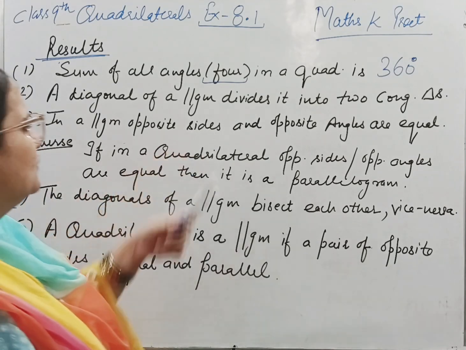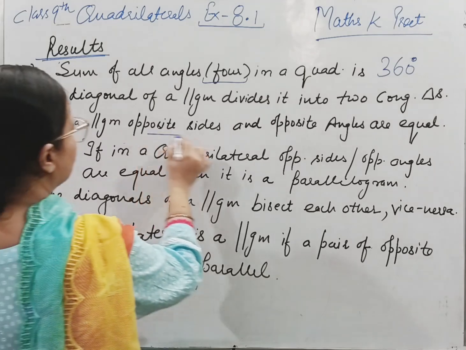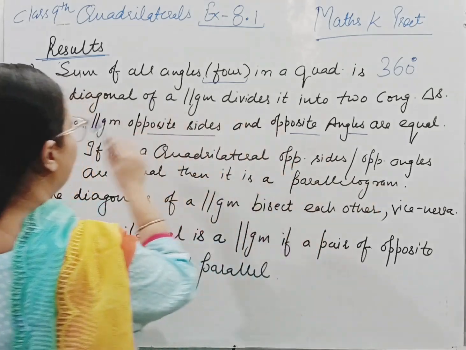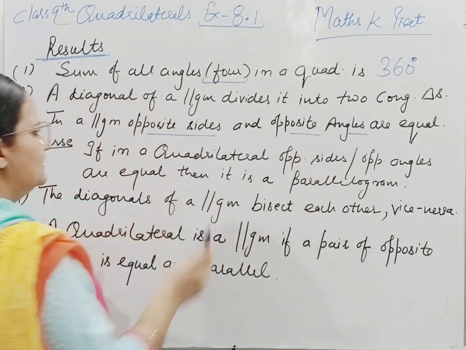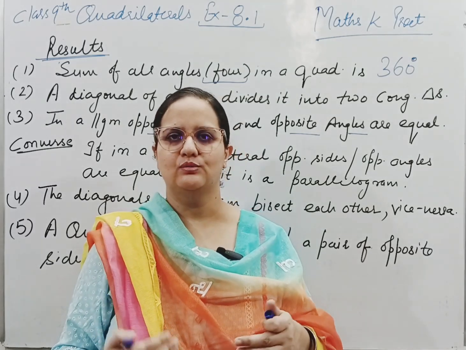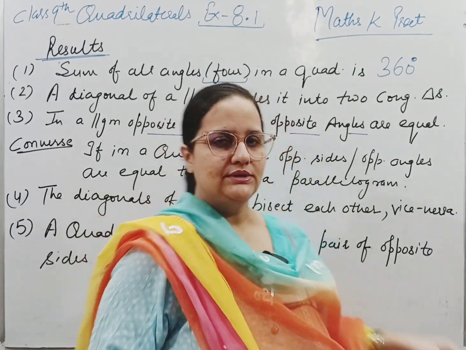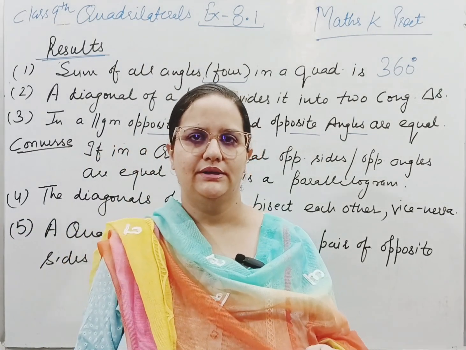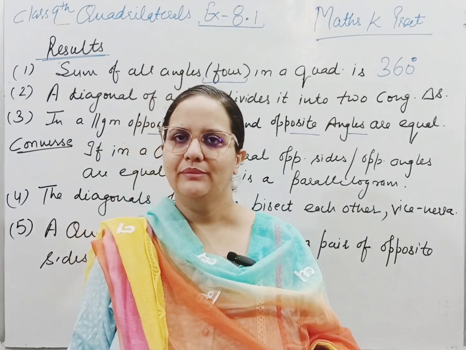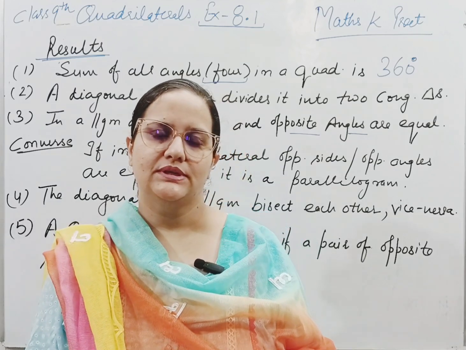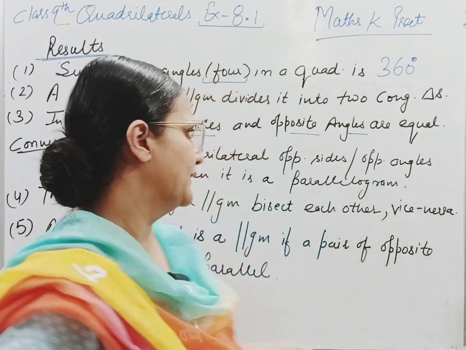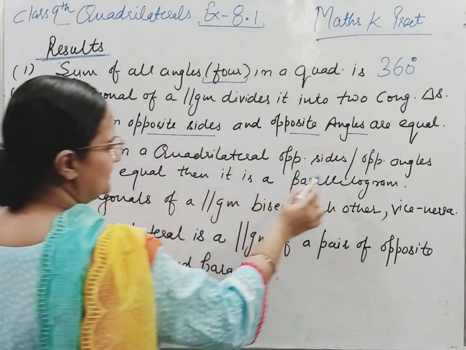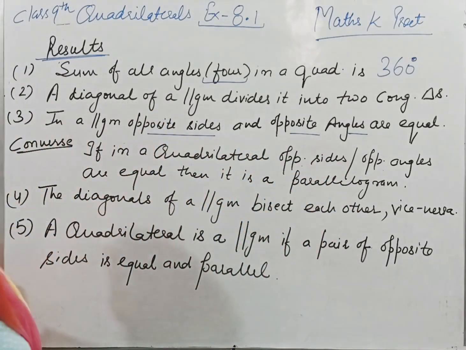Number 3 is, in a parallelogram, opposite sides and opposite angles are equal. So these were the two results. I have combined these. In a parallelogram, opposite sides are equal, and in a parallelogram, opposite angles are equal. So we have a collective result that opposite sides and opposite angles in a parallelogram are equal to each other. The converse of this result is also true, which says that if in a quadrilateral opposite sides are equal, then it will form a parallelogram, and if in a quadrilateral opposite angles are equal, then it is forming a parallelogram. So written here, if in a quadrilateral opposite sides and opposite angles are equal, then it is a parallelogram. This is the converse of result number 3.